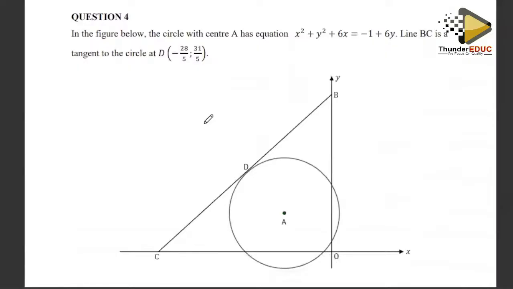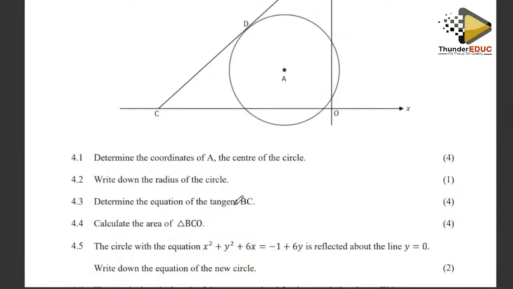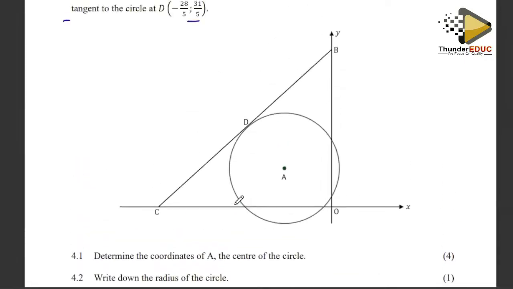Question number 4, which is also analytical, but this focuses more on the circle geometry. In the figure below, circle A has this equation. Line BC is a tangent at D. That's the point. Okay, everything is included. Determine the coordinates of A, which will be the center, for 4 marks.